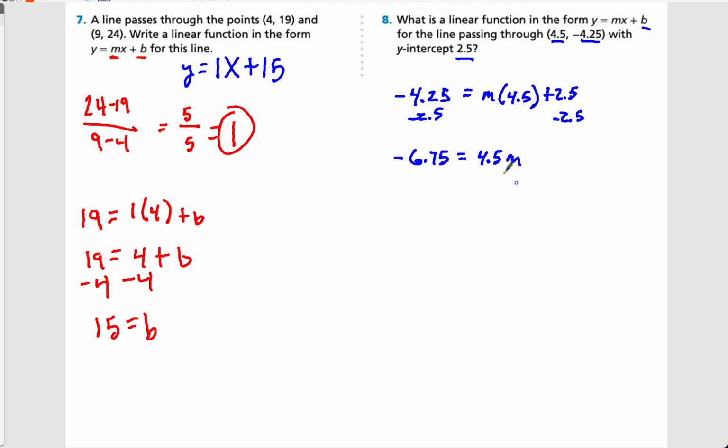And then if we divide by 4.5, we get negative 1.5. Negative 1.5 equals m. So our slope is negative 1.5. And we can write the equation because we have the y-intercept and we know the slope. So it would be y equals negative 1.5x plus 2.5.